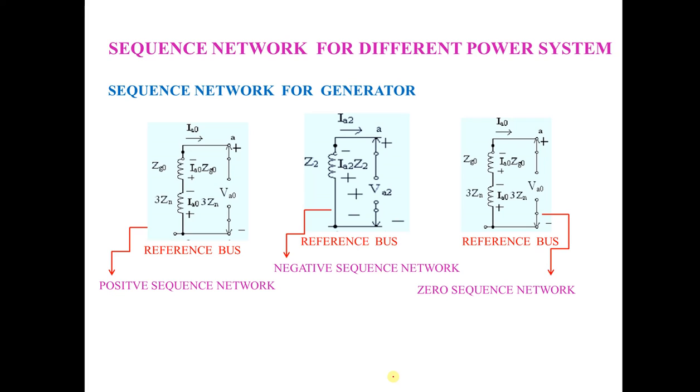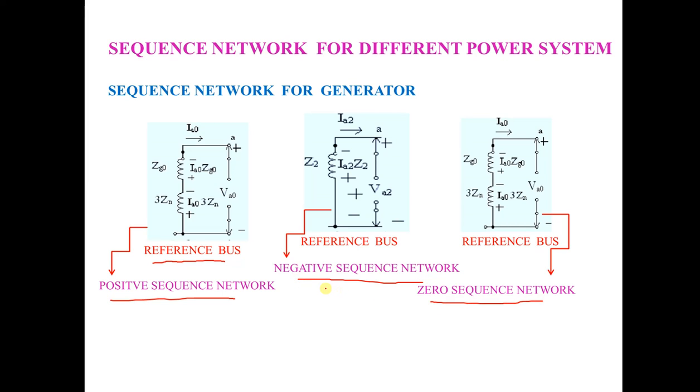No current will flow in the network other than due to the fault, and the impedance of the fault is 0. Phase R will be taken as the reference phase. So these are the different sequence networks for the generator, for each phase sequence: the positive sequence, where this is the reference bus, the negative sequence and the zero sequence.